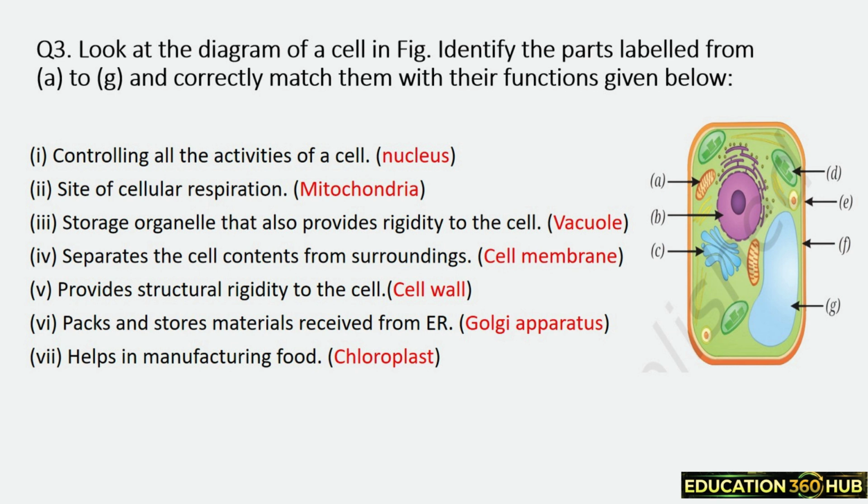G. Vacuole. Separates the cell contents from surroundings. F. Cell membrane. Provides structural rigidity to the cell. E. Cell wall. Packs and stores materials received from ER. C. Golgi apparatus helps in manufacturing food. D. Chloroplast.